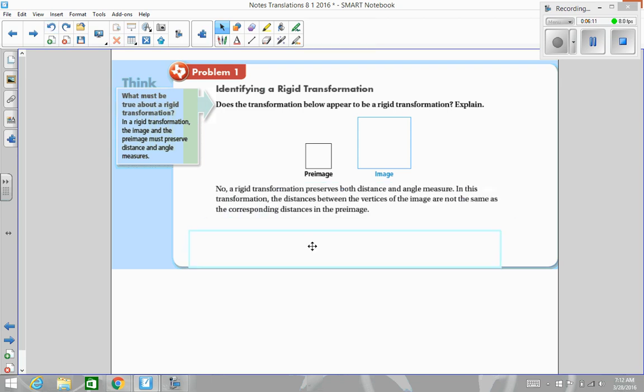No, this is not, because size is not preserved. Congruence is not preserved. Angles would be congruent here, but the sides are not congruent.